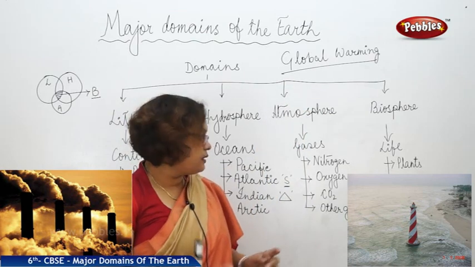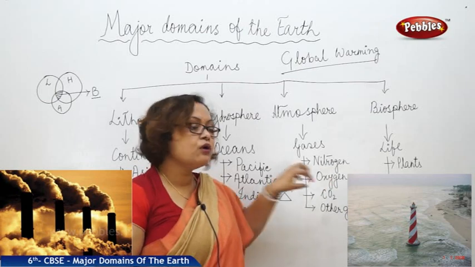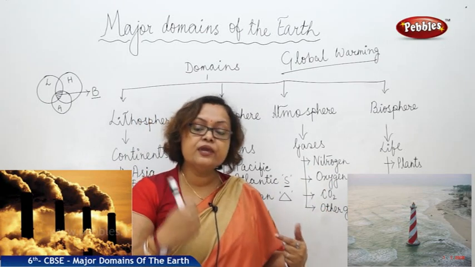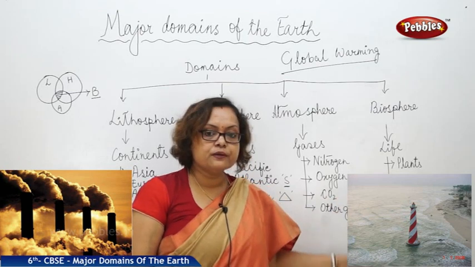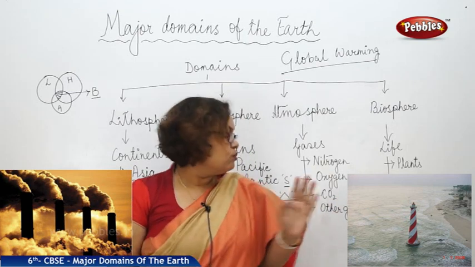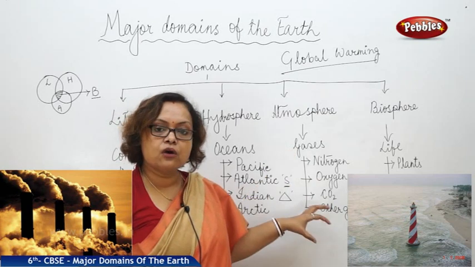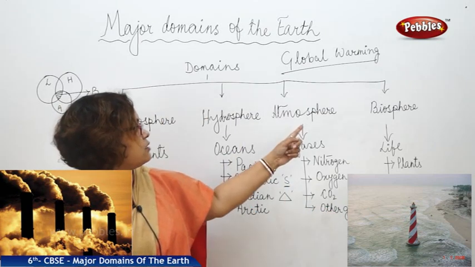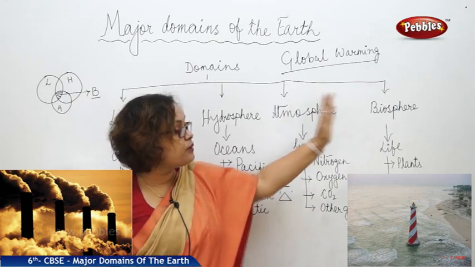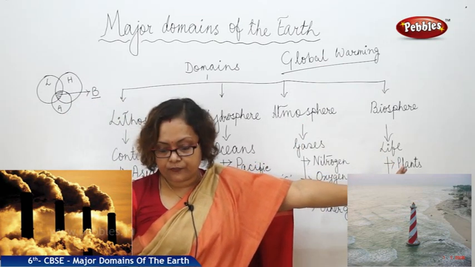We need to take care of the production of carbon dioxide, for which we alone are responsible; no other part of the biosphere takes part in that. We need to control the production of carbon dioxide to protect the other three parts of the earth as well as our life in the biosphere.